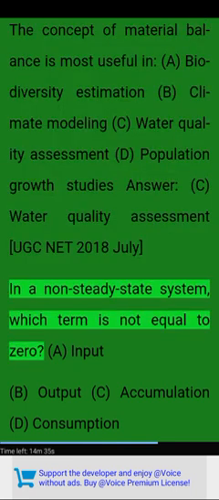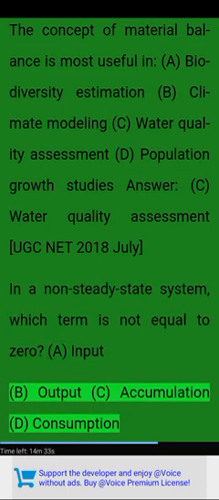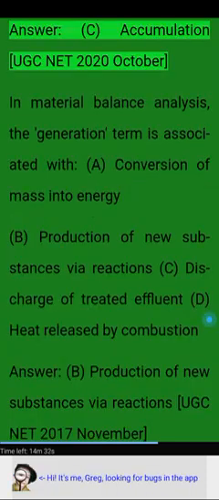UGC NET 2018 July. In a non-steady state system, which term is not equal to zero? A. Input. B. Output. C. Accumulation. D. Consumption. Answer. C. Accumulation.